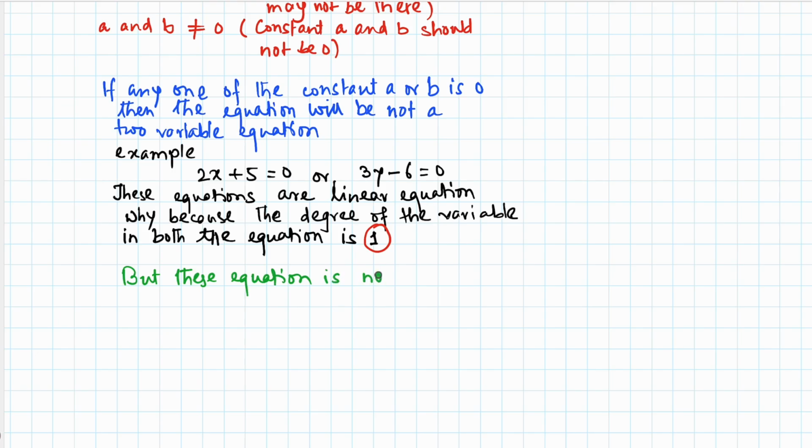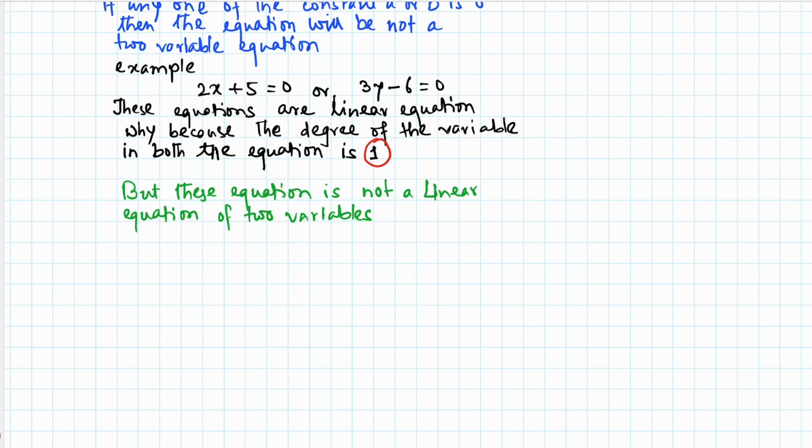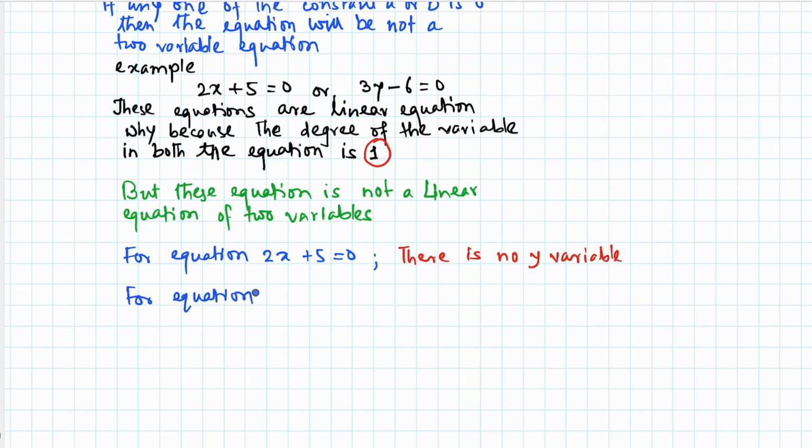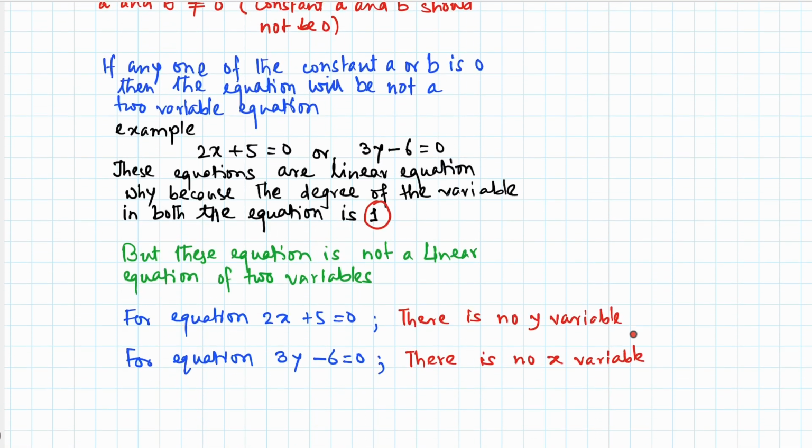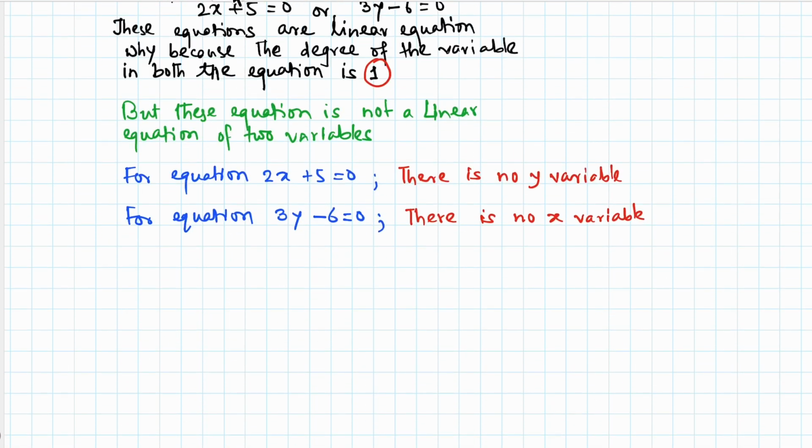But these are not linear equations in two variables, because in each equation one variable is missing: y is missing in 2x plus 5 equal to 0, and x is missing in 3y minus 6 equal to 0. For the equation 2x plus 5 equal to 0 there is no y variable because my constant b is 0. For 3y minus 6 equal to 0, there is no x variable. So this is the first concept, keep it in mind.